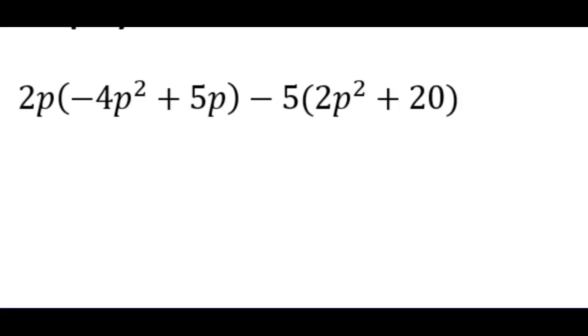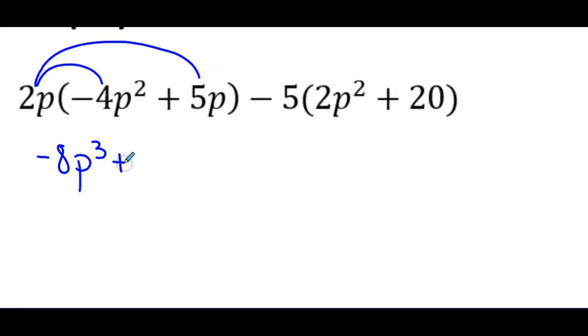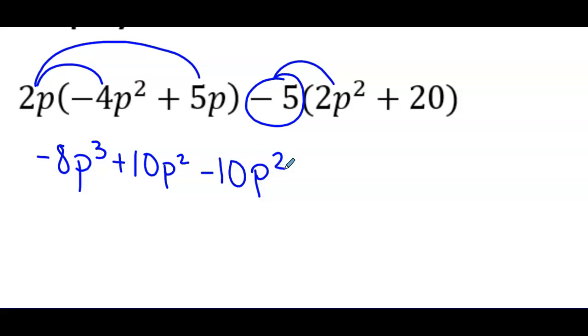I'm going to use this as a 2p and I'm going to get negative 8p to the 3rd power, times, or 2p times 5p gives me 10p squared. Then that second number that I have there, over here, this is actually a negative 5. So I'm going to multiply that negative 5 times 2p squared and get negative 10p squared. And then I'm going to do negative 5 times 20 and get negative 100.